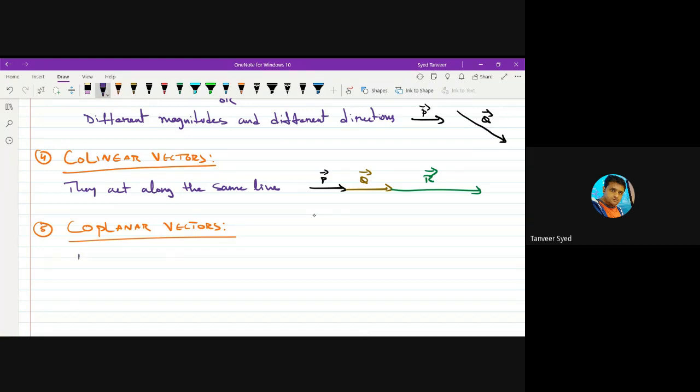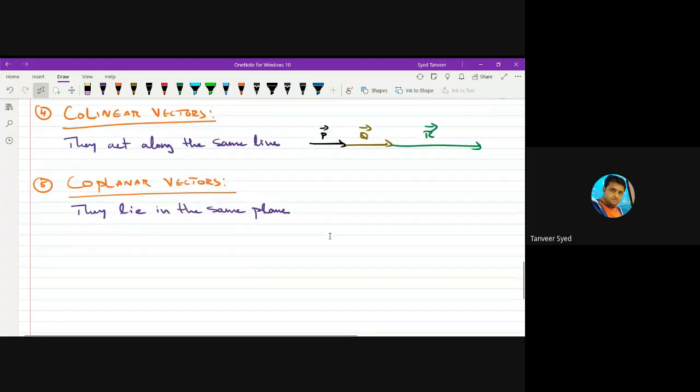Coplanar. Vectors which lie in the same plane, we call them coplanar vectors. Co means same. Collinear, same line, same direction. Coplanar, same plane. What do you mean by this?